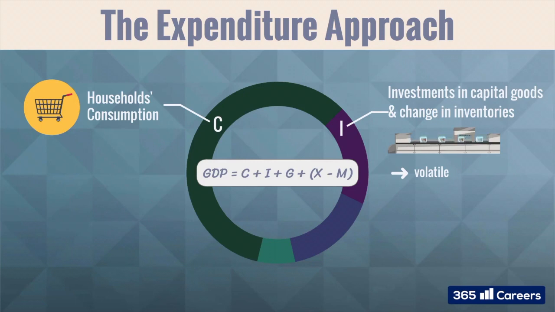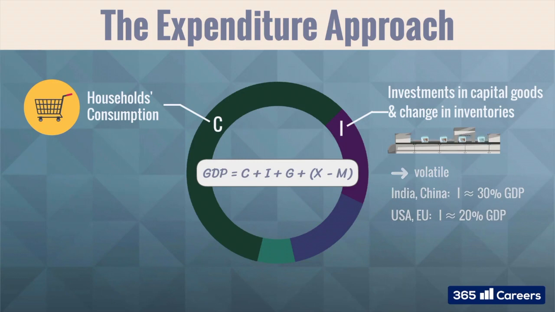Next, I, gross private domestic investment. A common term used in economics, it refers to the purchase of new capital by firms, such as housing, plants, equipment, and inventory. Gross private domestic investment comprises three components, which are non-residential investment, residential investment, and change in business inventories.